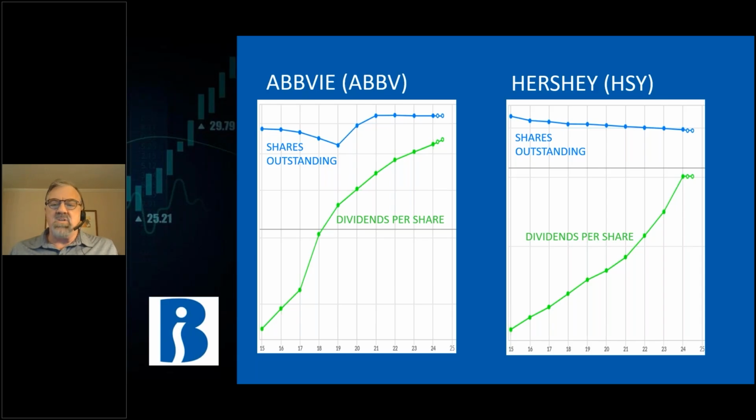And then the Hershey Corporation, also you can see a distinct downtrend in shares outstanding while dividends are increasing. That to us says this is a company that is focused on shareholder-friendly practices when it comes to capital return.